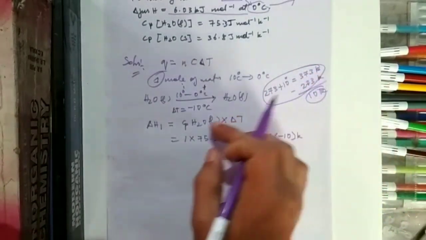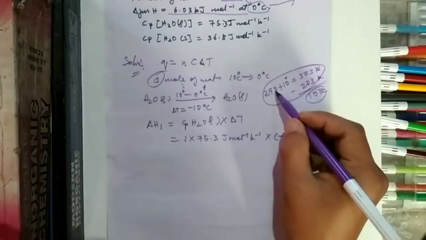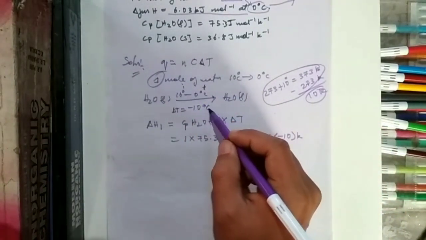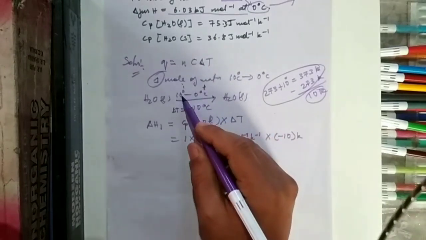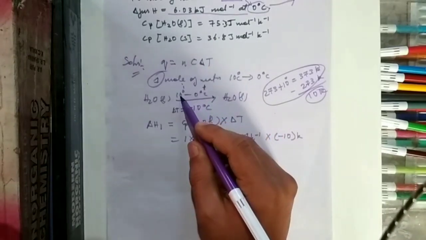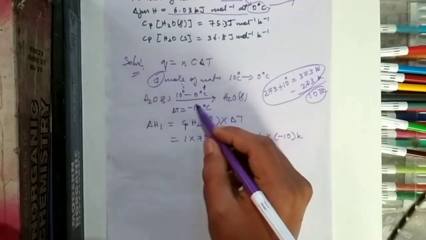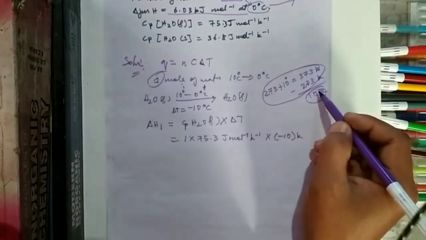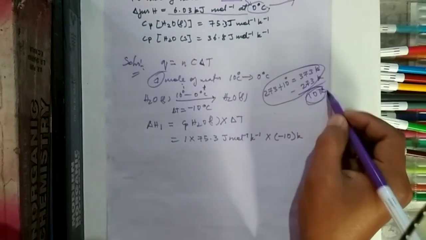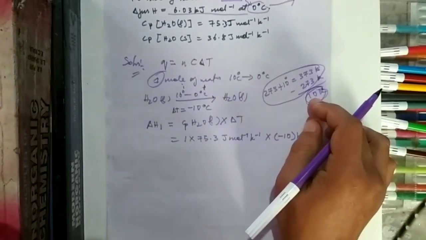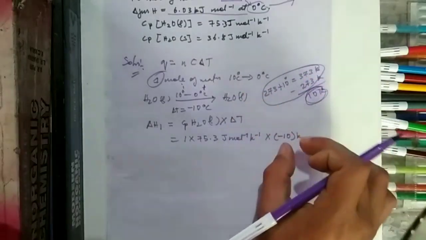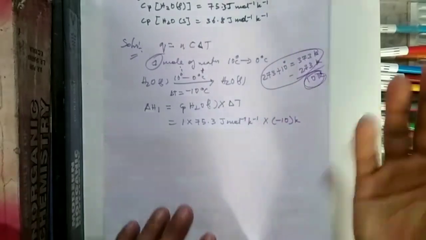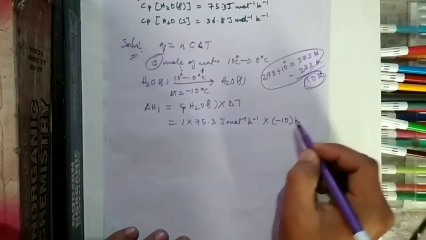So simply, you know, the difference: whether you do 0 minus this 10, minus 10 degrees Celsius, you are getting this 10 only. And if you add the Kelvin value, you're getting 10 Kelvin as well. So no need to calculate, simply write 10 Kelvin, without wasting your time.